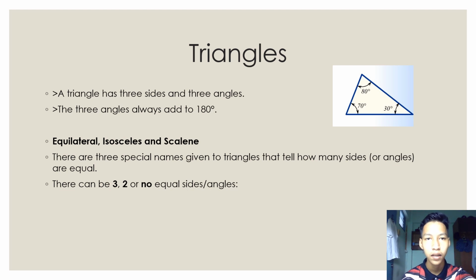Triangles. A triangle has three sides and three angles. The three angles always add to 180 degrees. Equilateral, isosceles, and scalene are three special names given to triangles that tell how many sides or angles are equal. There can be 3, 2, or no equal sides or angles.